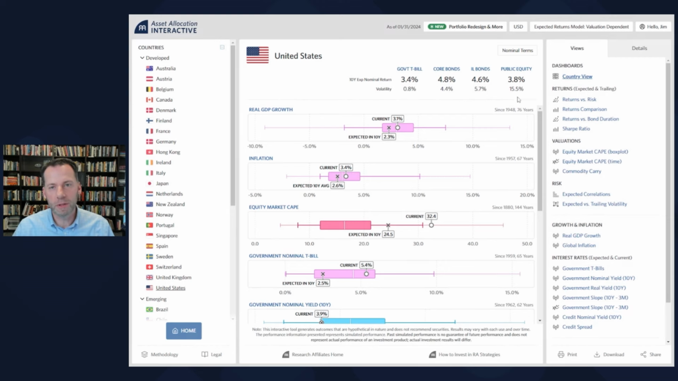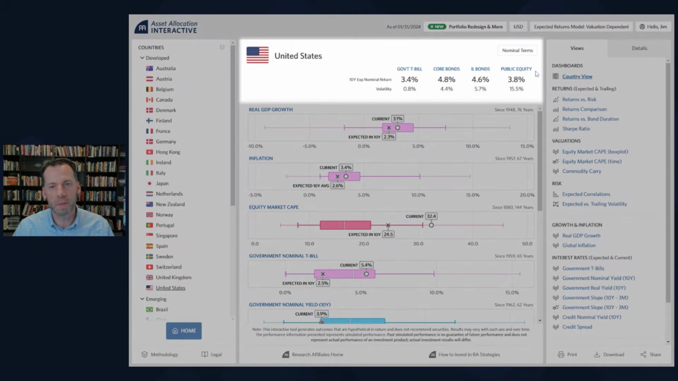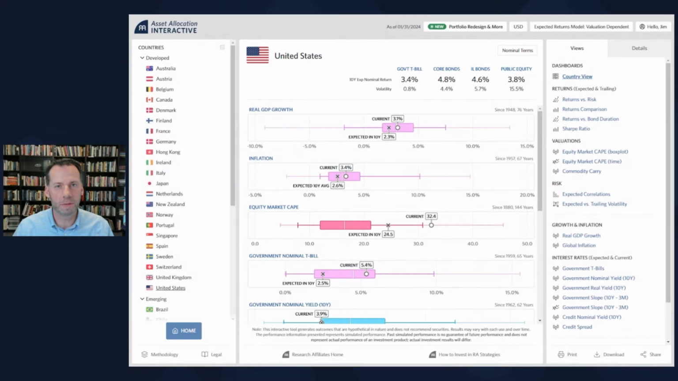At the top here, we do show the expected returns for the major markets: stocks, bonds, T-bills. It just gives a nice, easy reference for those expectations. But again, the purpose of this is to look at the economic conditions within the US.